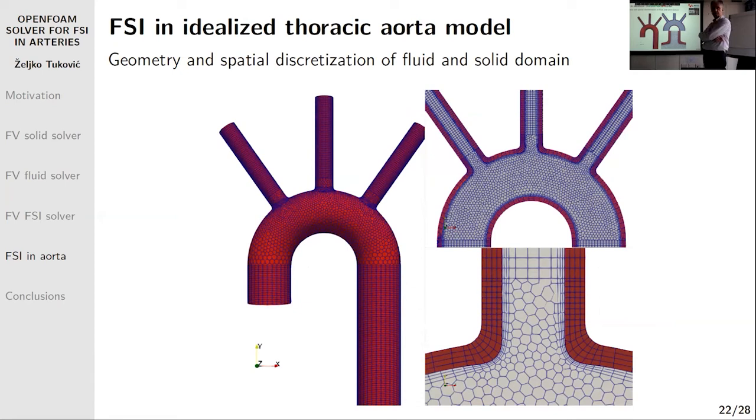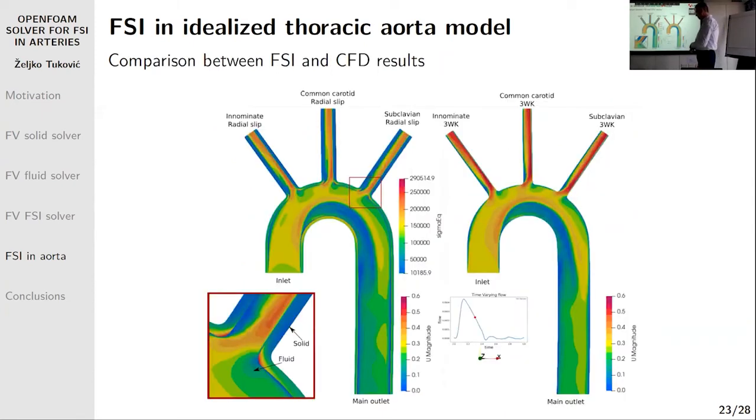You can see here the geometry and the mesh of the artery. It is an aorta actually. Aorta consists of the arch, 3 carotids, and the descending part. The fluid domain is discretized by a polyhedral mesh, and the solid domain is discretized by polygonal and quadrilateral prisms. You can see here some results for the FSI calculation and for the CFD calculation.